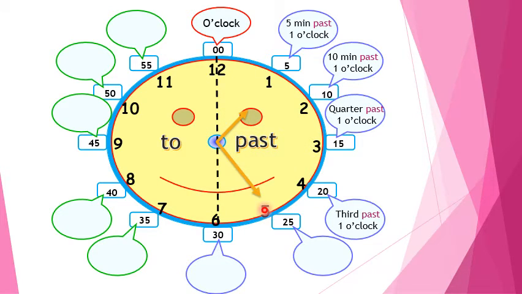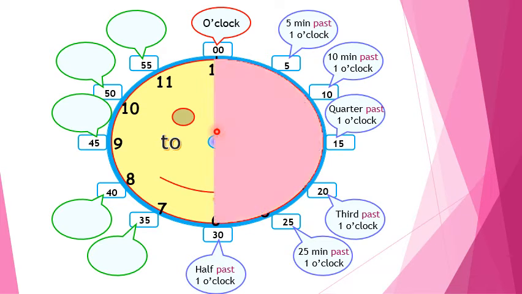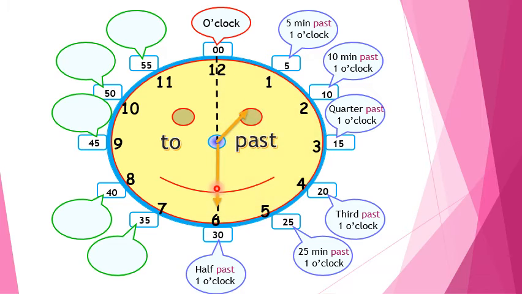And if the long arm is on 5, this is 25 minutes, so I can say 25 minutes past 1 o'clock, or we can say 25 past 1. If the long arm is on 6 and the short arm is still on 1, it's 30 minutes past 1, or as you can see here, it's half past 1, because this whole part looks like half of the circle. So it's half past 1.